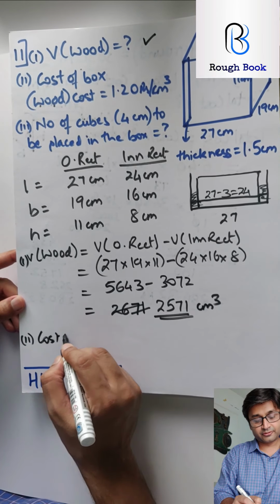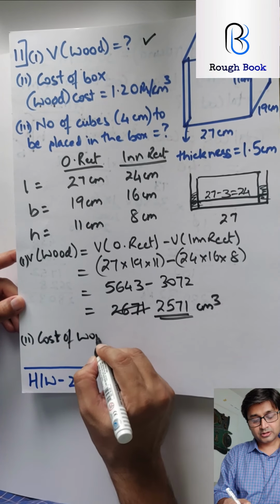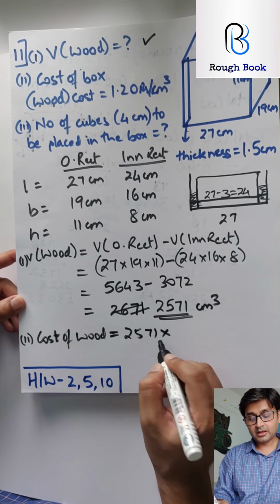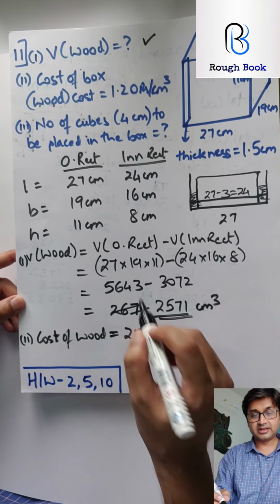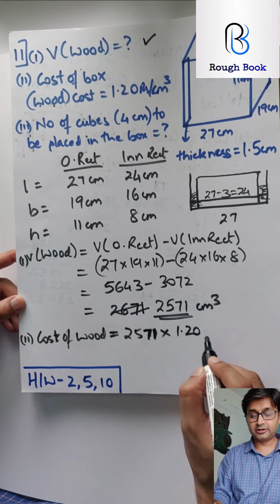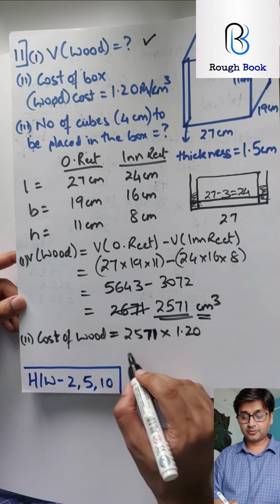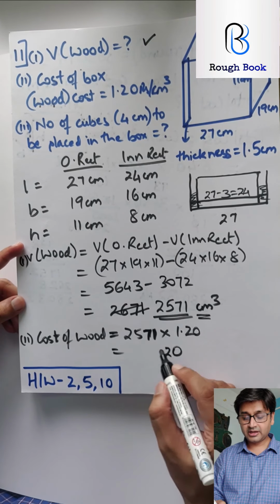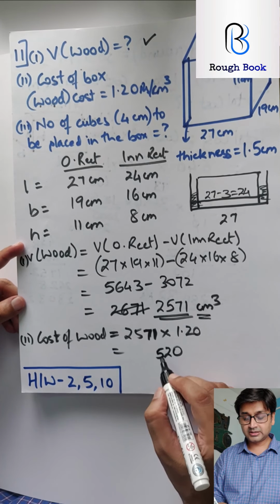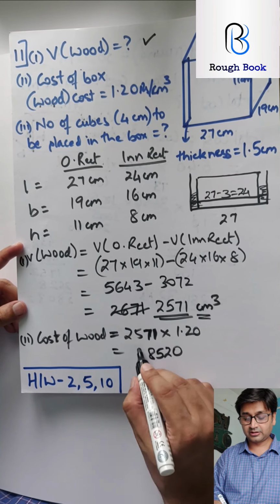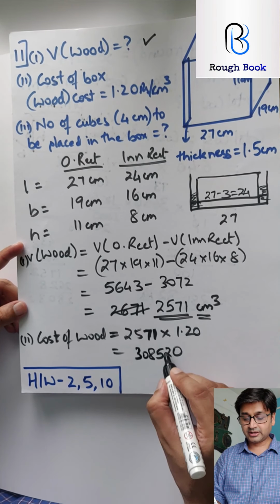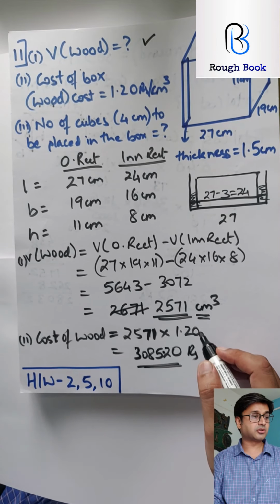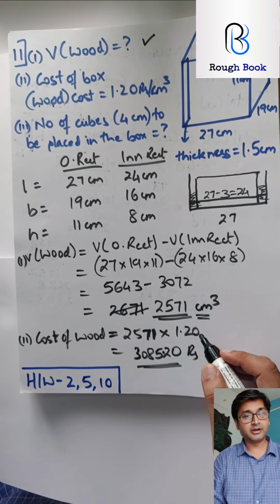Second part, cost of wood. So cost of wood is basically the volume of wood multiplied by the cost that they gave, which is 1.20 rupees per centimeter cube. So let's multiply. 0, 12 ones are 12, 84, 85, 68, 6, 24 and 30 and 2 decimals. So 3085.20 rupees is the cost of the wood. Are you getting it, everyone?